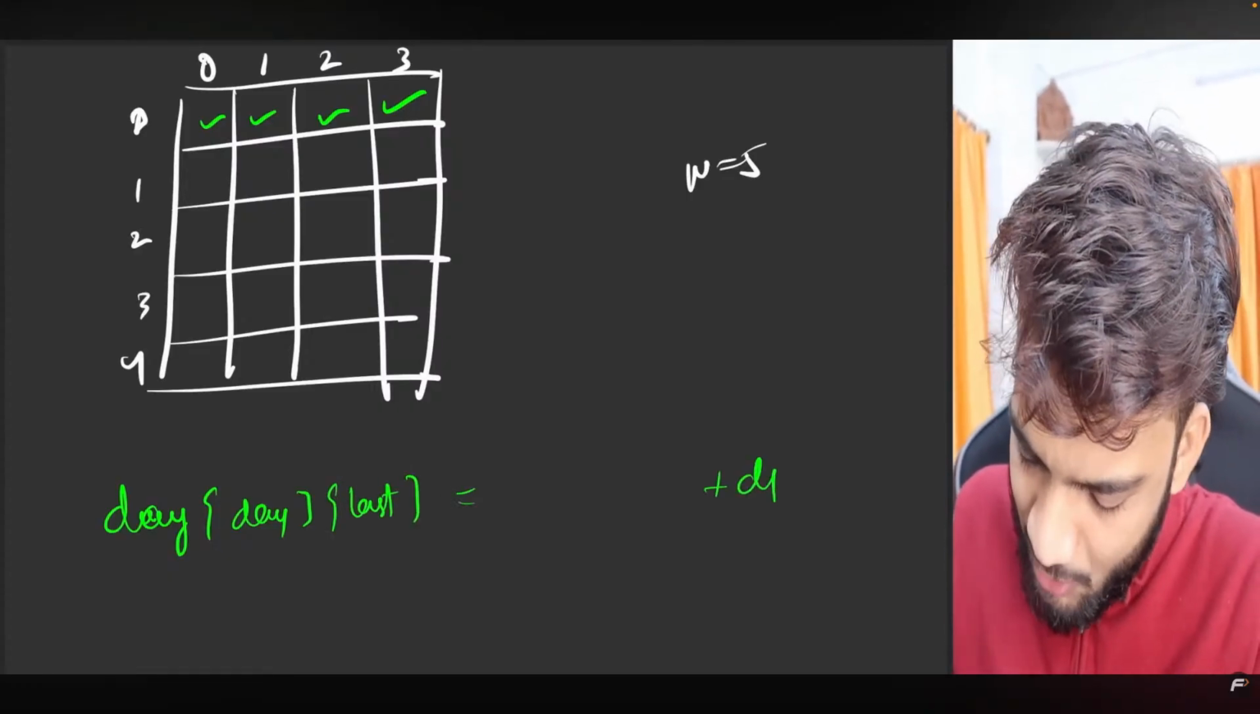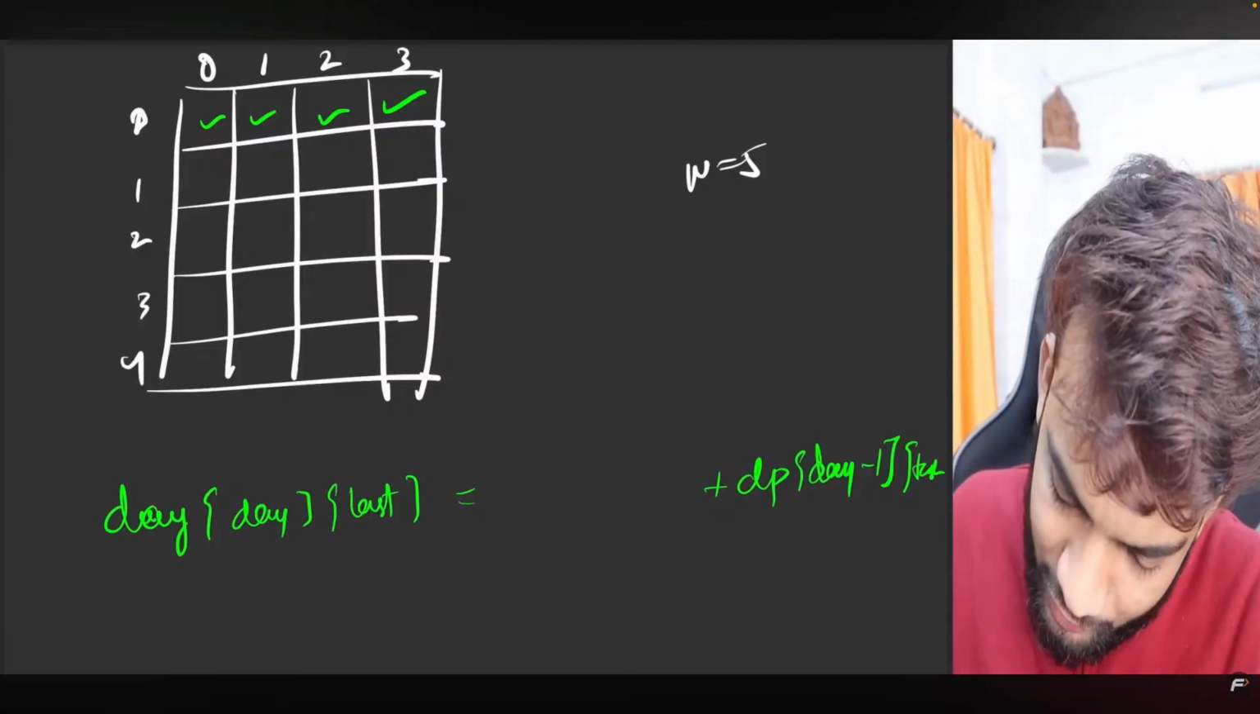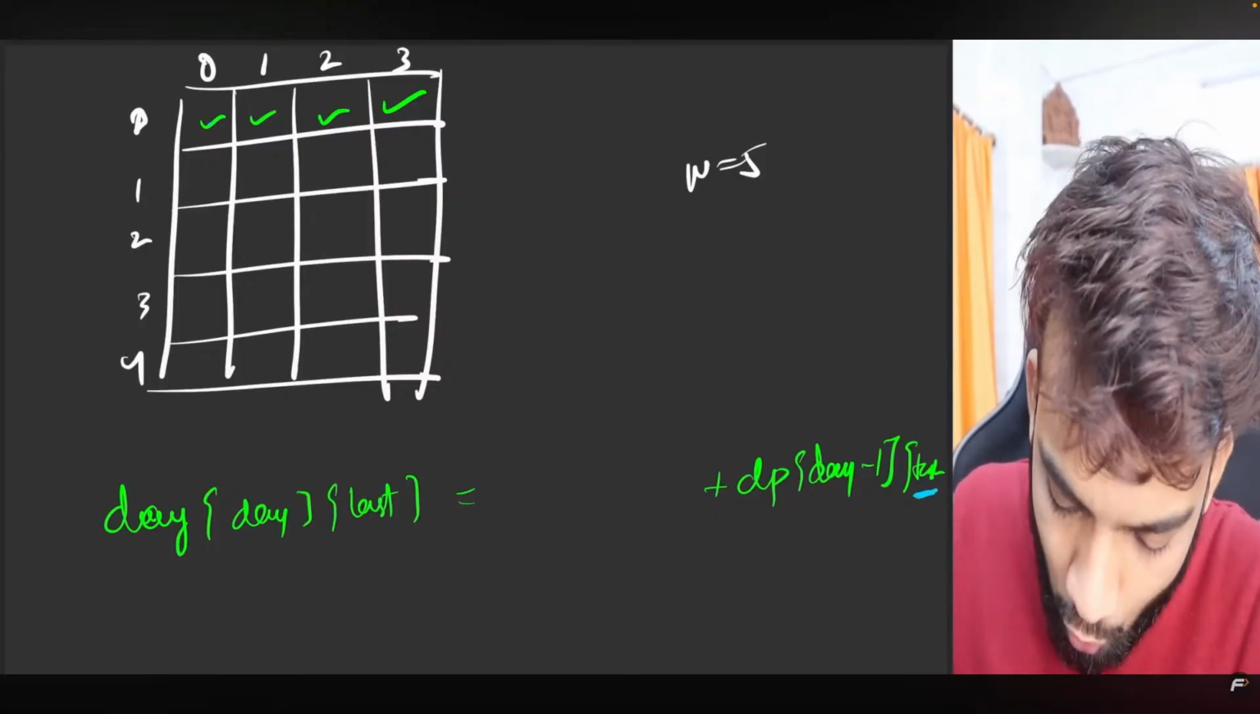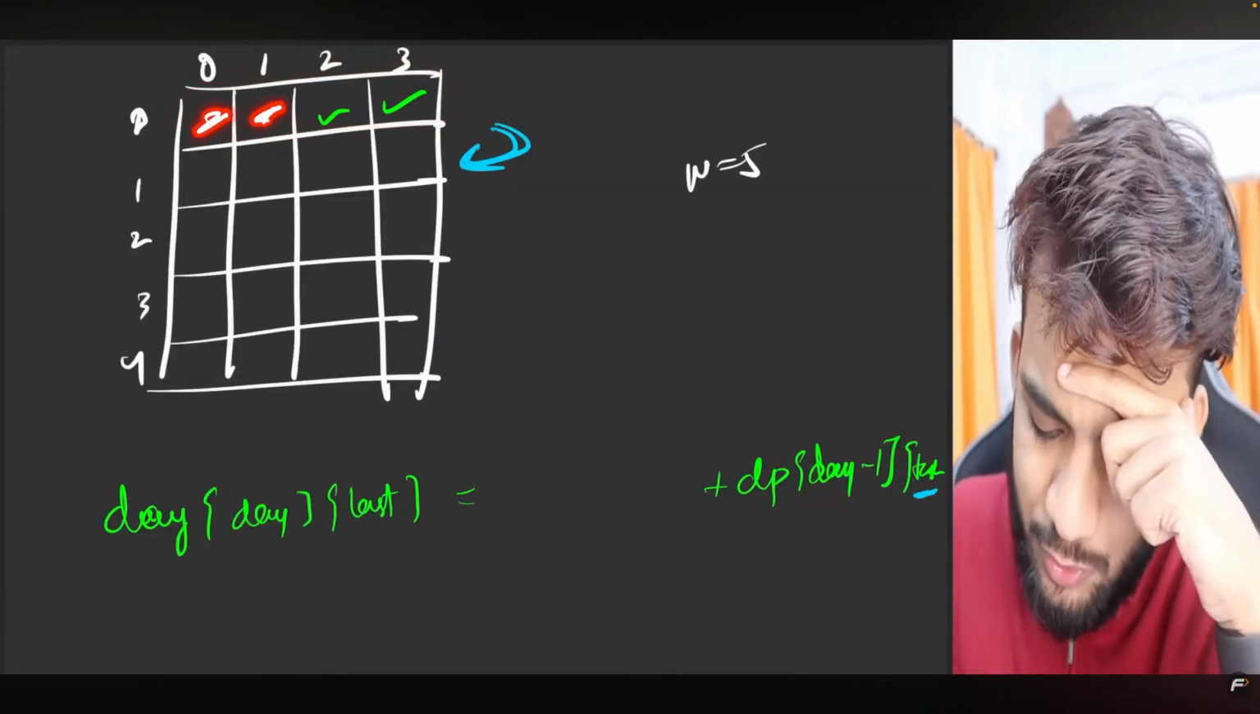DP of day minus 1, comma task. That's what you wrote. So if I carefully observe, what can task be? Task can be anything like this. In order to compute this row, what did you require? You required the previous row's values because of day minus 1. Either this value, this value, this value, or this value. This is what you require.